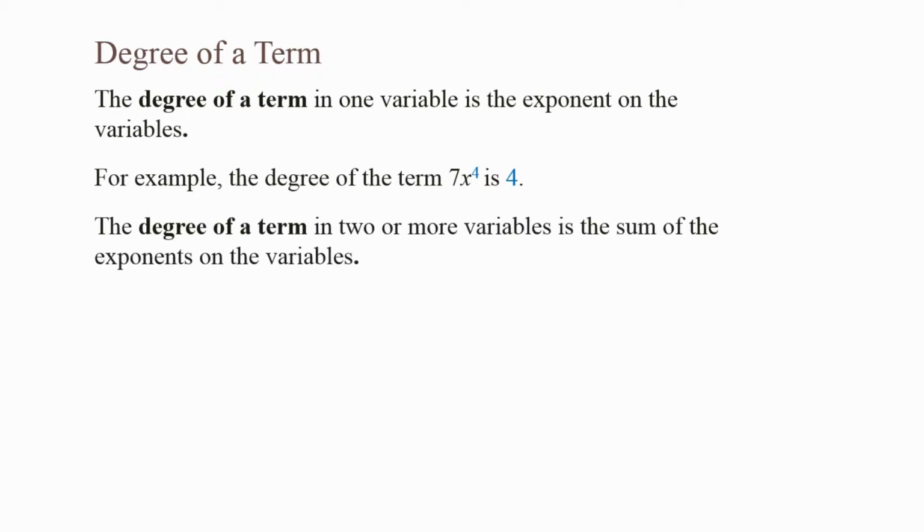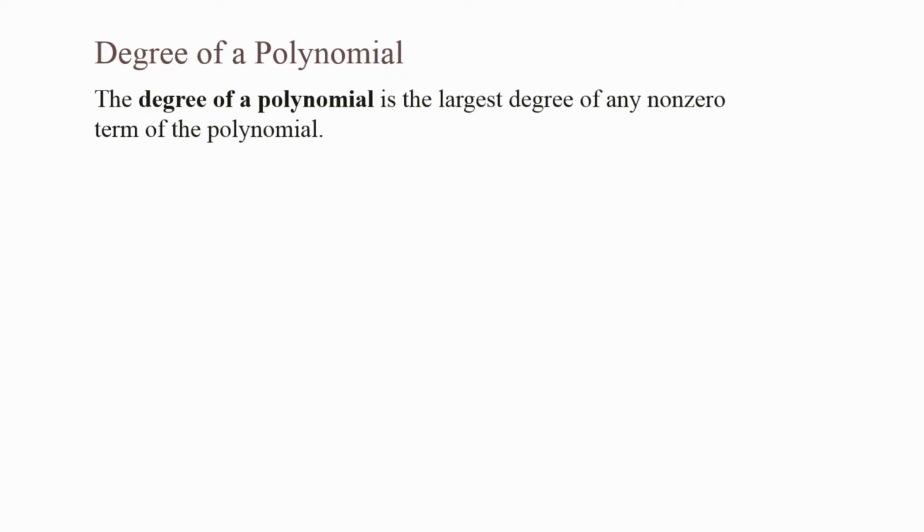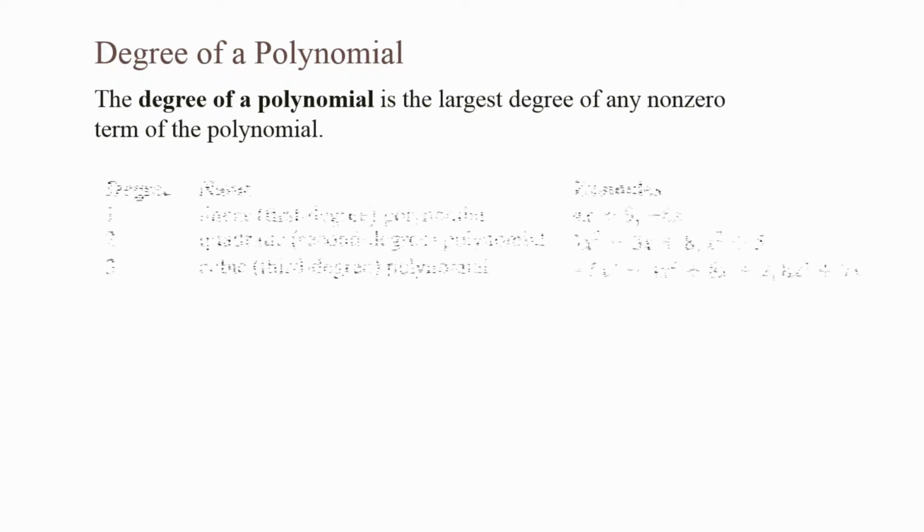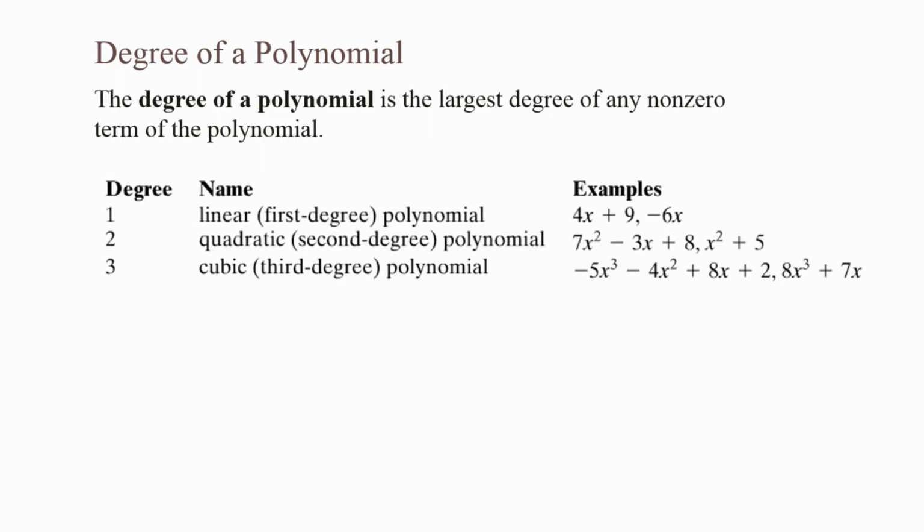The degree of a term in two or more variables is the sum of the exponents on the variables. For example, the term 2x to the third y to the fifth has a degree of 3 plus 5 equals 8. The degree of a polynomial is the largest degree of any non-zero term of the polynomial. For the following examples, we have the degree of the polynomial, the name of the polynomial, then an example of that polynomial.